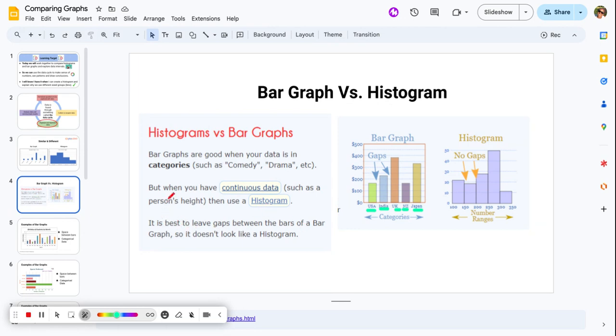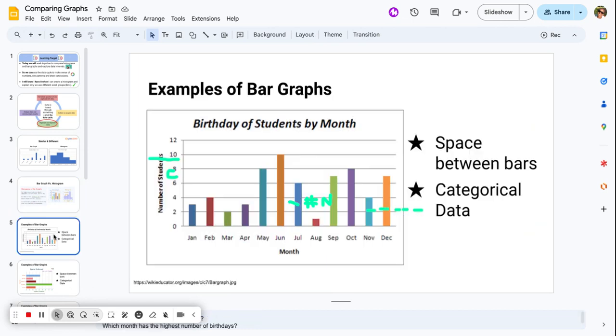Okay? So, bar graphs, categories. Histograms have to do with numbers. And I'm just going to use the number symbol for that, or an N. Okay? All right, so let's look at some examples.